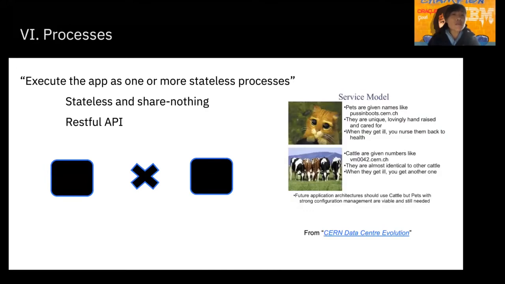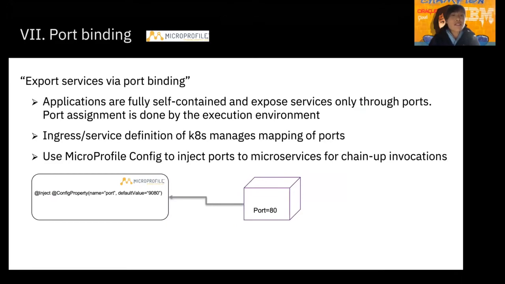So the next one, the processes. You should execute the app as one or more stateless processes. Your microservice should be stateless and share nothing. Kubernetes can kill an instance at any time, and you don't lose anything. You should treat them as cattle, not pets, because all of them are the same. If it's cattle, you can grow a bigger herd or shrink into a smaller herd, but pets are not replaceable.